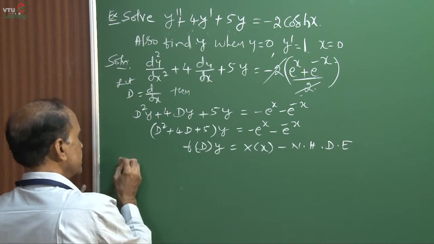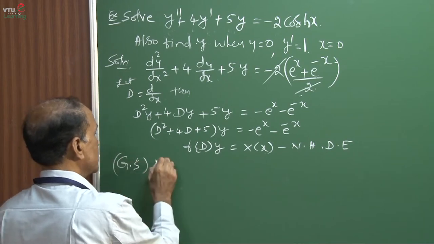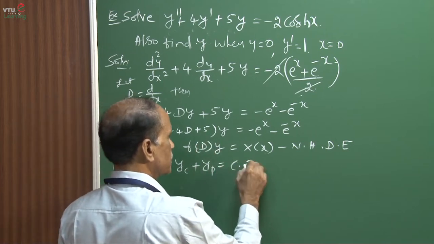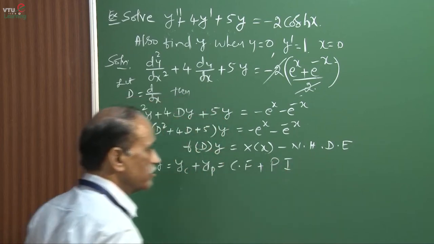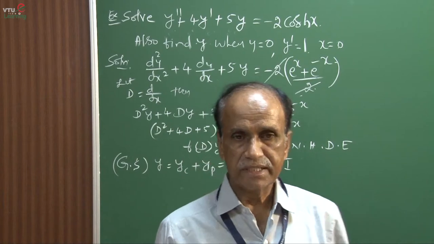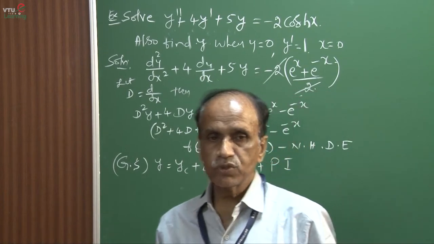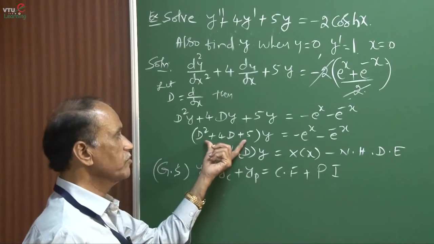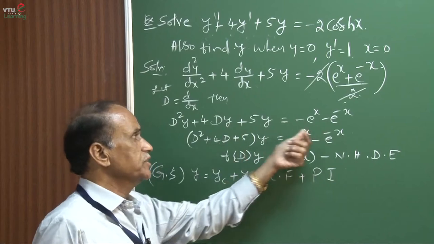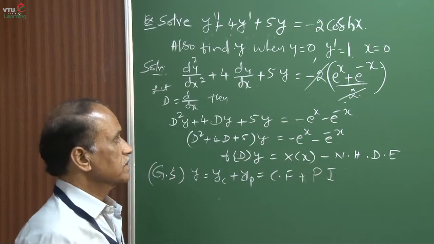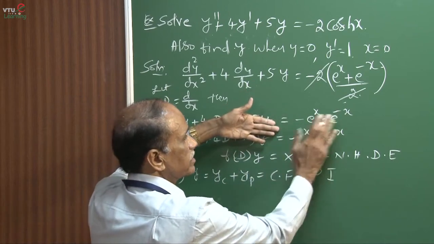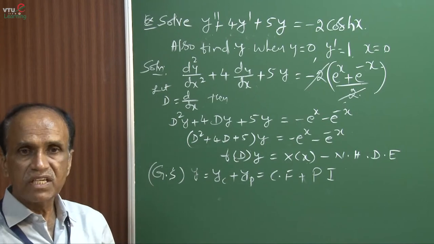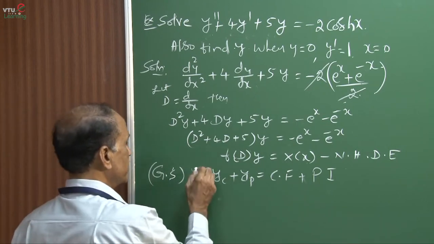Then first of all, the general solution is to be written, GS, that is y is equal to complementary function plus particular integral, CF plus PI. Now, you must remember the meaning of these two solutions. The complementary function is the solution for the differential form, and the particular integral is the solution for the right-hand side using the inverse differential operator, because this part is not a differential part, but has coefficients that are not in the form of capital D, but in the form of numbers. Okay, then what do we have to do here?